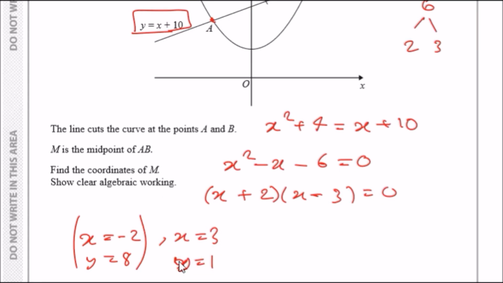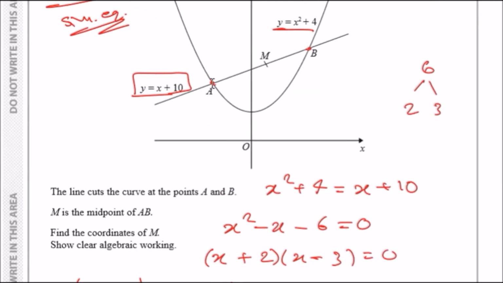Let me write that neatly. So we have our two pairs of coordinates. This one is minus 2, 8, and this will be 3, 13.